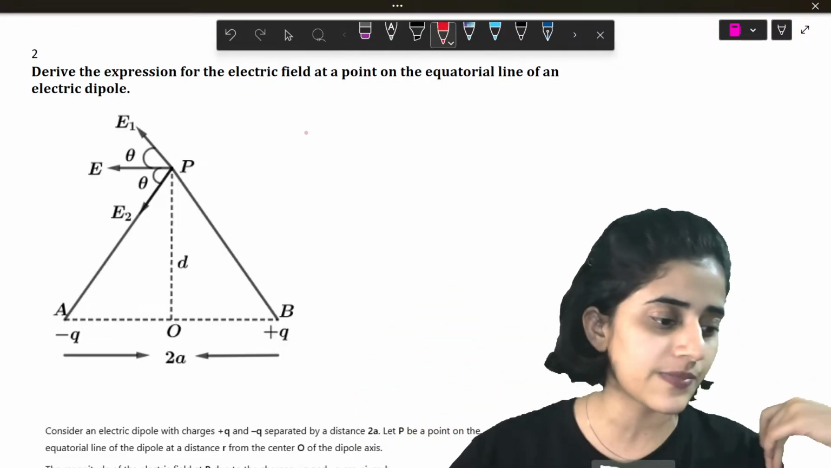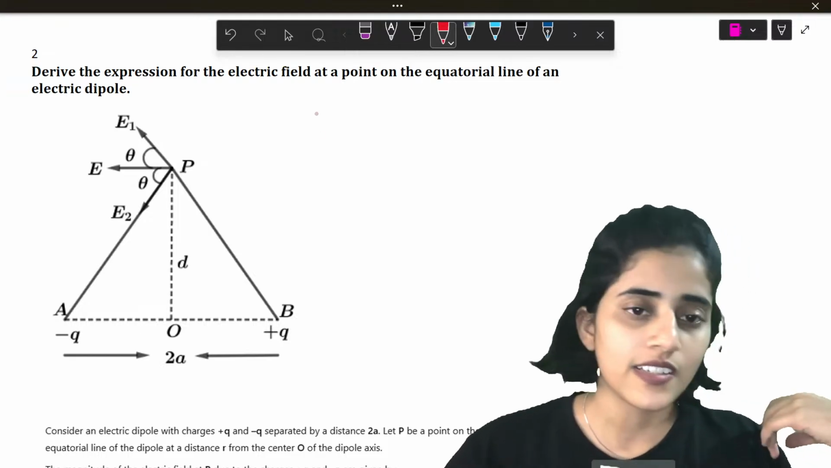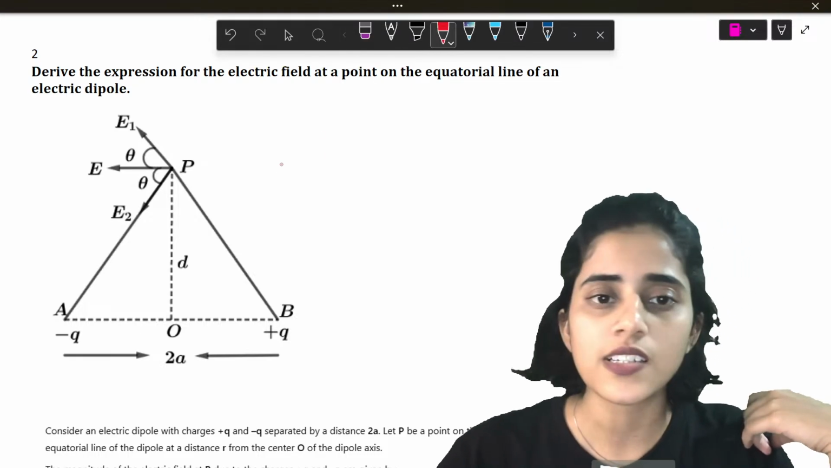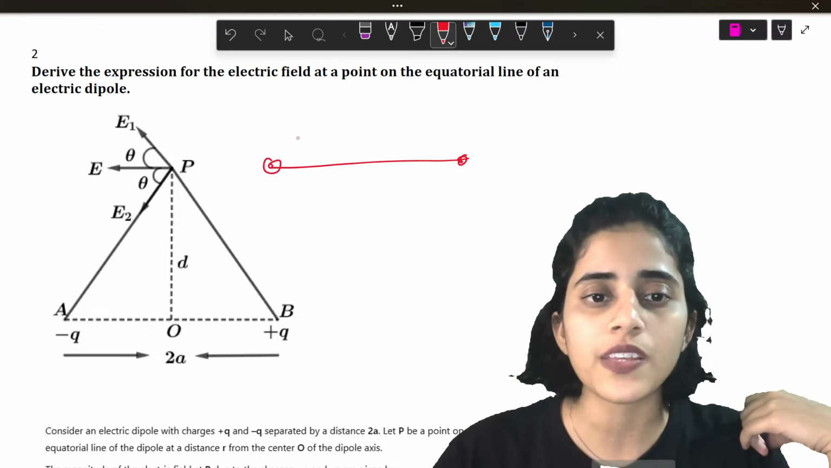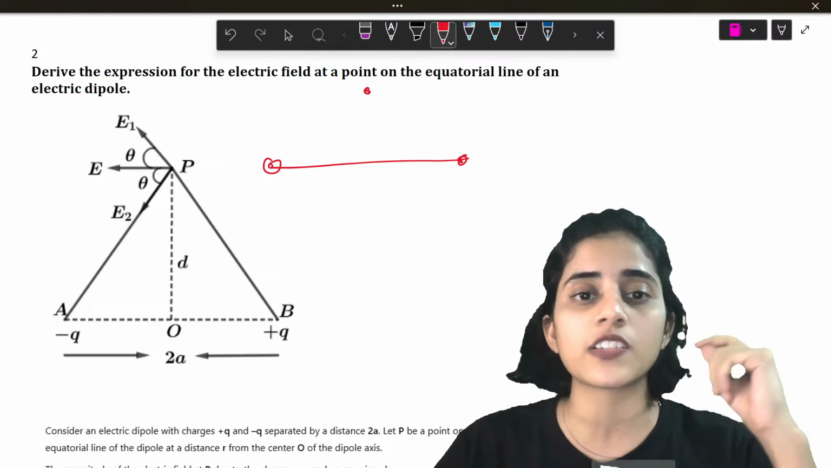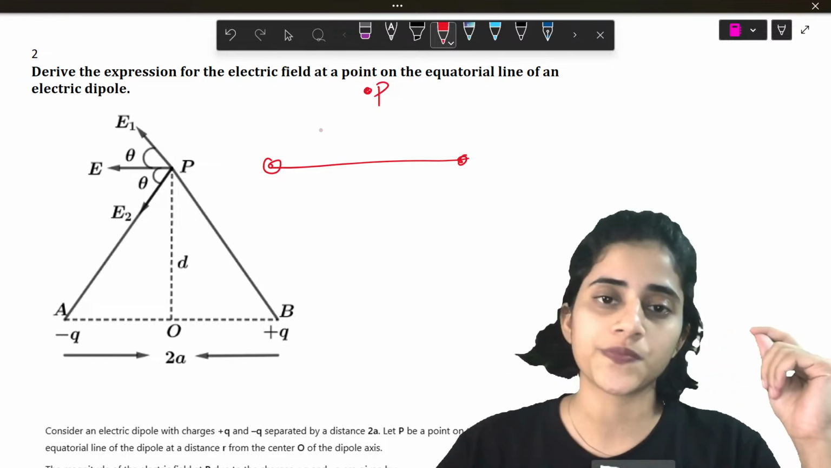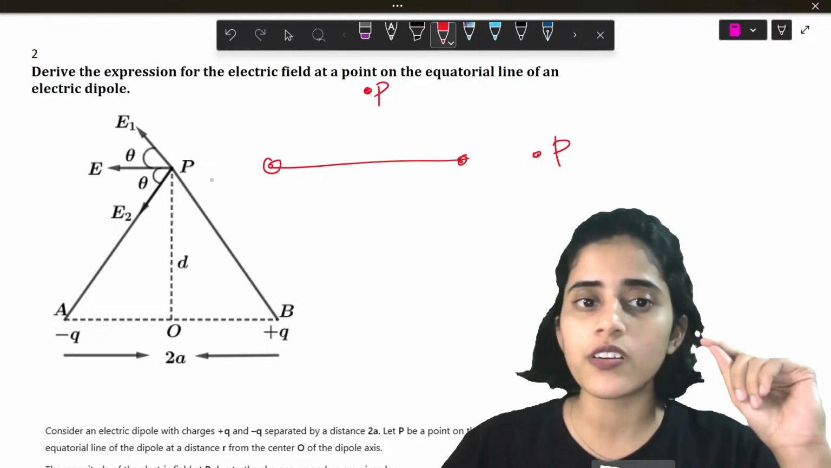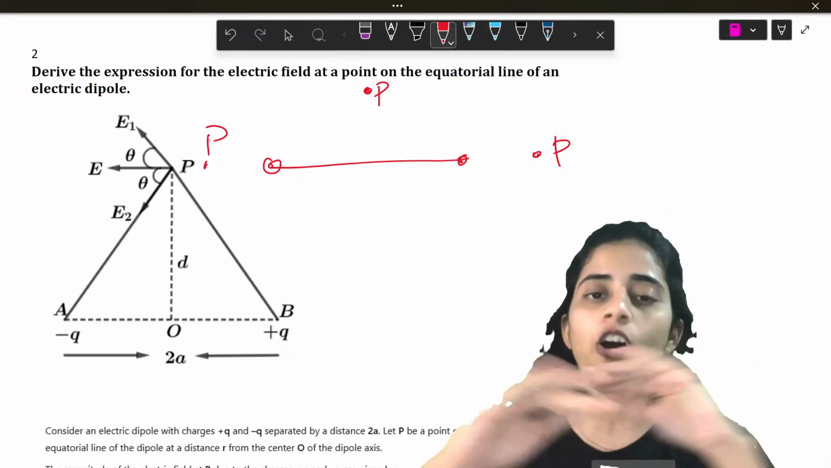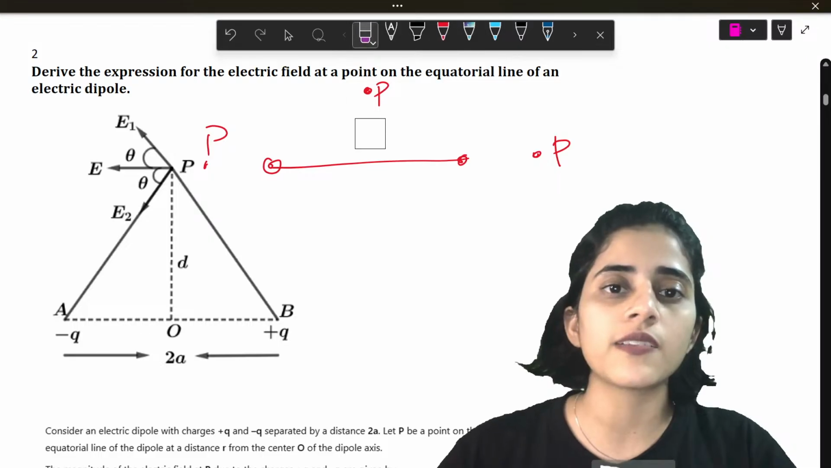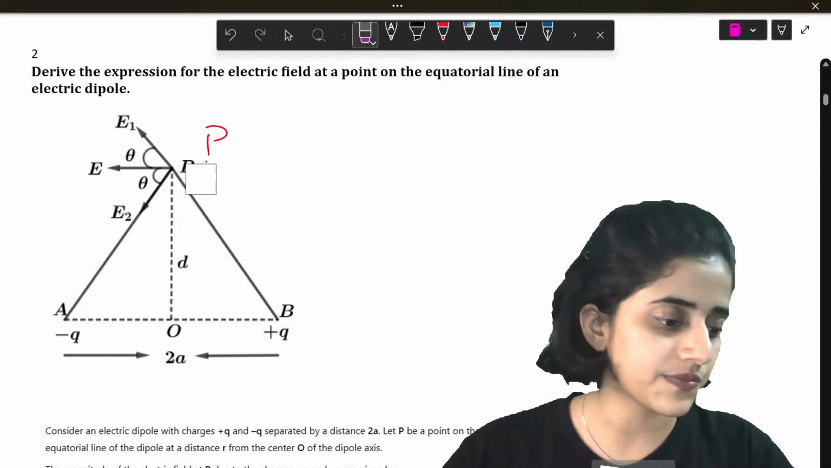Equatorial line means, if this is the dipole, the point at which you have to find out the electric field is here. Axial means the point will be here or here along the axis. Let's look at the derivation for equatorial.